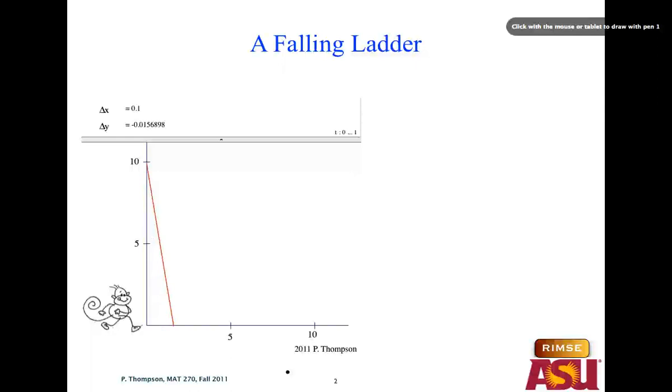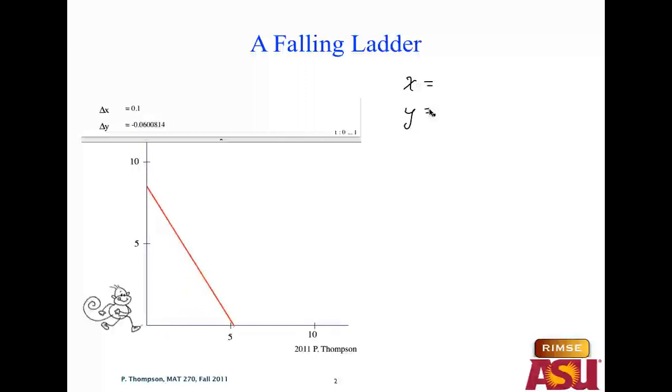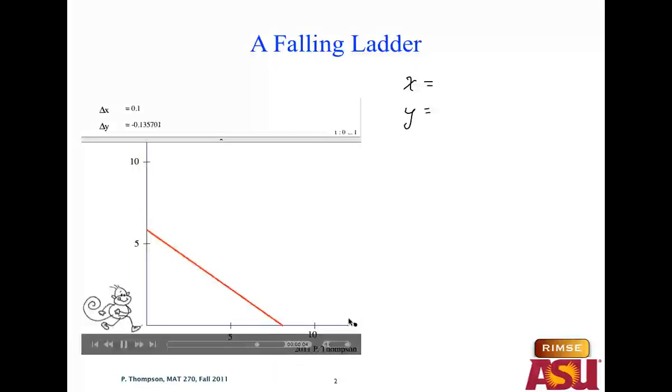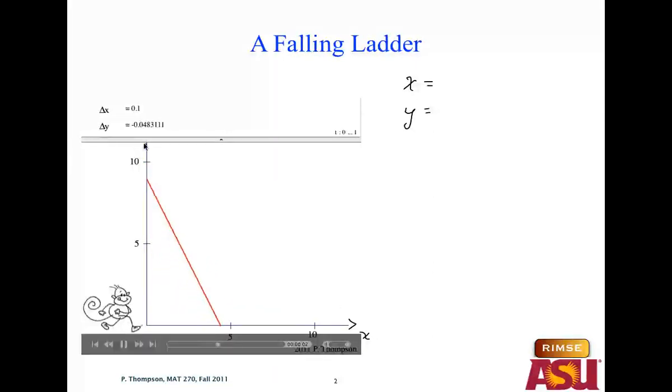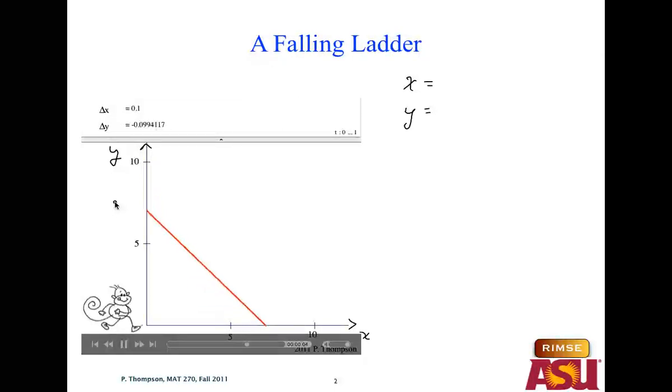So how can we define in this situation what the quantities x and y are? Can we define these quantities x and y related to this falling ladder? When I say x and y, I mean this is still our x-axis and this is our y-axis. So what quantities relate? What exactly is x in this situation?